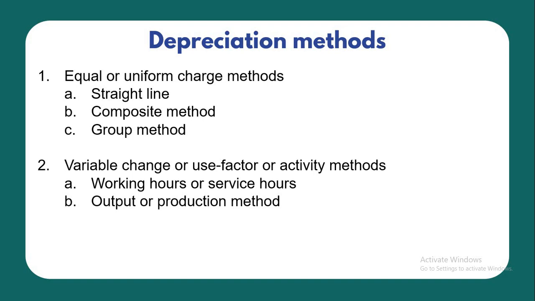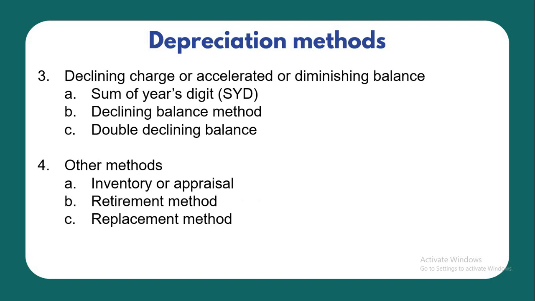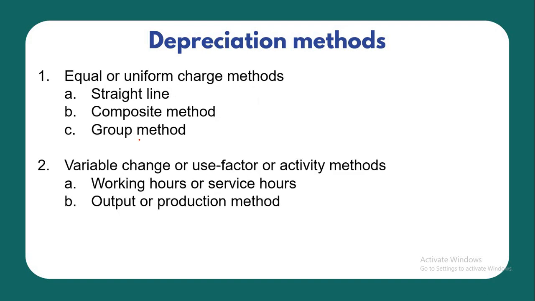Now, let's proceed with the depreciation methods. So, there are 4 groups of depreciation methods. We have equal or uniform charge methods, and examples of equal or uniform charge methods, we have the walang kamatayang straight line method, composite method, and the group method. Okay, the second group, we have the variable charge. Okay, this is not change, but rather charge, or use factor or activity method. This includes the working hours or service hours and output or production method.